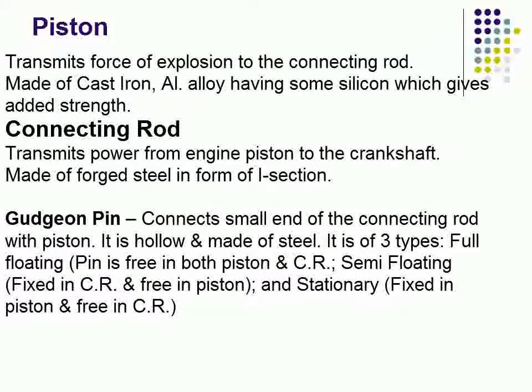Next component is the gudgeon pin. It connects small end of the connecting rod with piston. It is hollow and made of steel. It is of three types: full floating, in which pin is free in both piston and connecting rod. Second type is a semi-floating, which is fixed in connecting rod and free in piston. The third type is the stationary. It is fixed in piston and free in connecting rod.